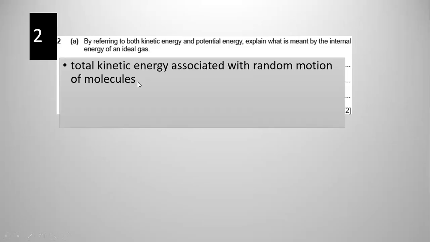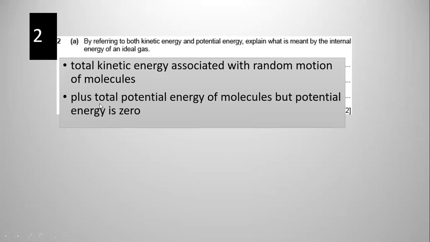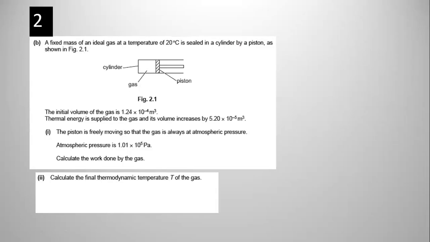Total energy is associated with random motion of molecules. That's your first point. Random must be there. Okay. Plus total potential energy of molecules, but potential energy is zero. Oh yeah, ideal gas. Potential energy of an ideal gas is zero. Yeah, no intermolecular force, so the potential energy is zero. So all the kinetic energy. Ideal gas is just all kinetic energy.